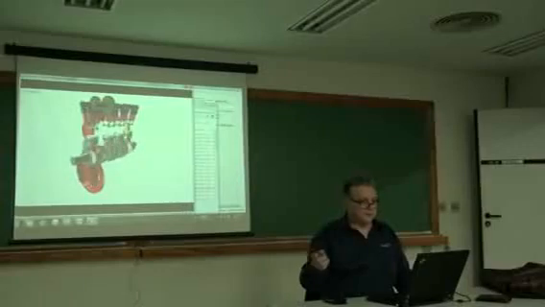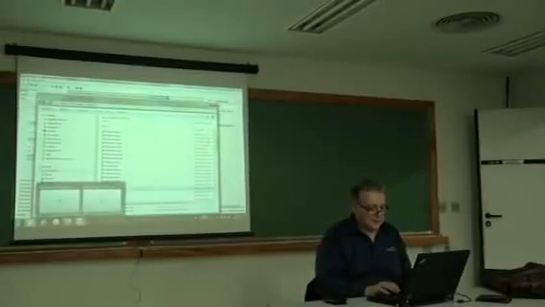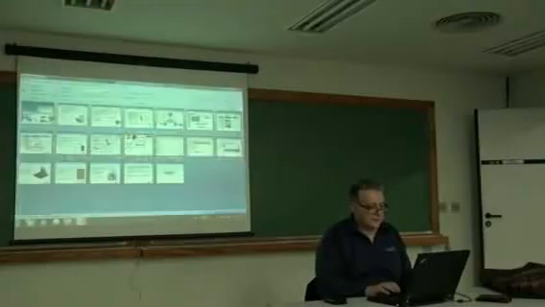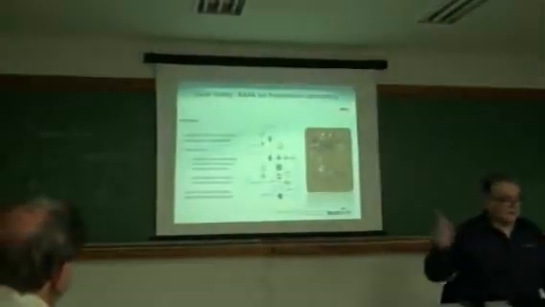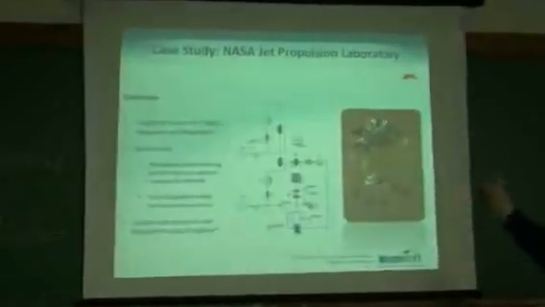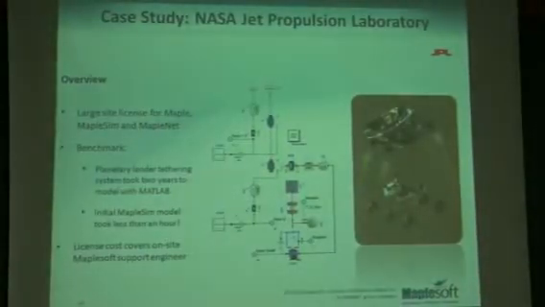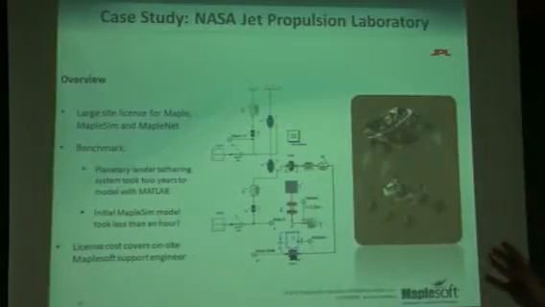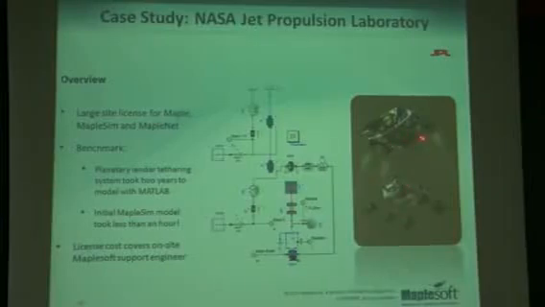So there's a lot of work going on for unmanned planetary exploration. So in fact, let me close this and open up my presentation here. This is the Curiosity lander being developed by NASA at the Jet Propulsion Laboratory. This is an interesting one because they just recently acquired a major license, about 50 licenses, which is pretty big for us. The benchmark for this was to model the tethering system between the rover and the lander.